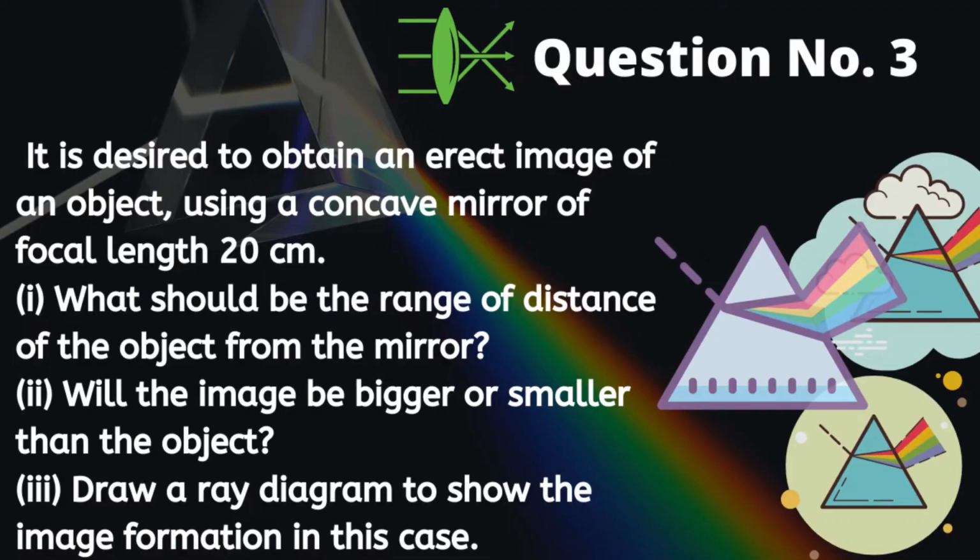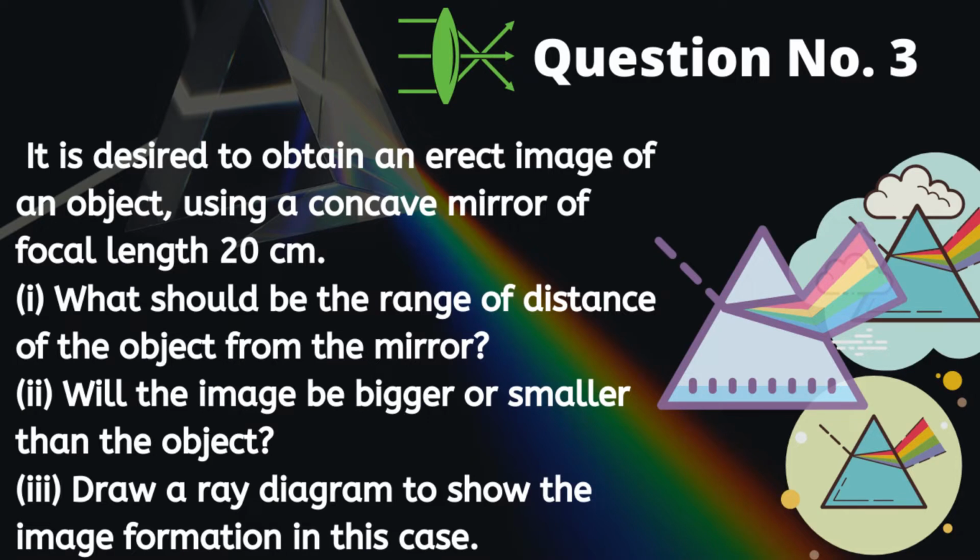Okay, so question 3 says that it is desired to obtain an erect image of an object using a concave mirror of focal length 20 centimeters. So what should be the range of the distance of the object from the mirror? This is the first part. The second part asks, will the image be bigger or smaller than that of the object? And the third part is that we have to support it with a ray diagram.